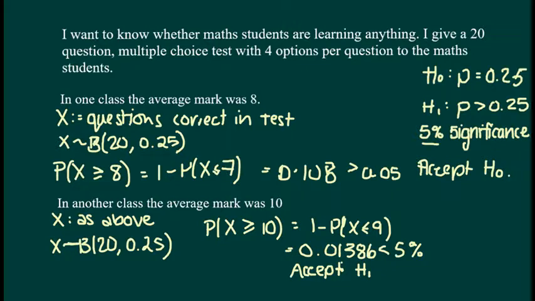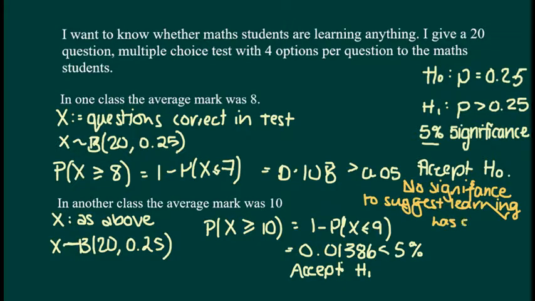Now the last thing I've got to do in both of these cases is interpret this in the context of the question. So in my first class, I need to write exactly what I sort of said. They're all monkeys. I'm not going to write that, but it's no significant evidence to suggest learning has occurred. And in the second case, there is evidence to suggest that learning has occurred.